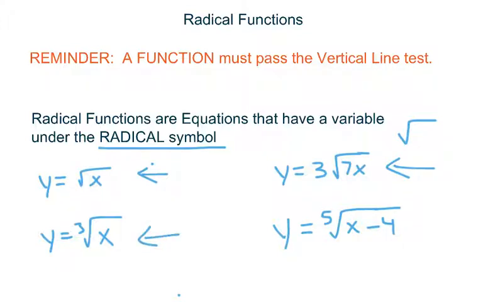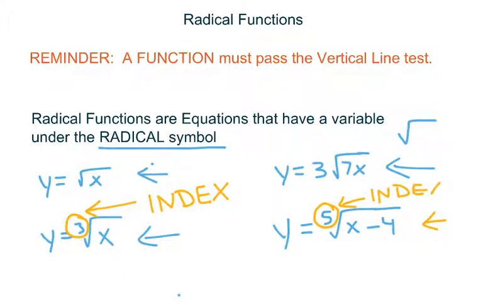Now here, if you notice, we've got a number right here. This is called an index. That's going to become important as we're working with radical functions. This equation is y equals the cube root of x. And here, if you notice, we have an index of 5. This equation is y equals the fifth root of x minus 4.